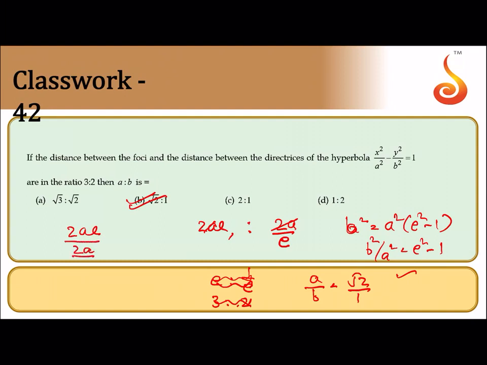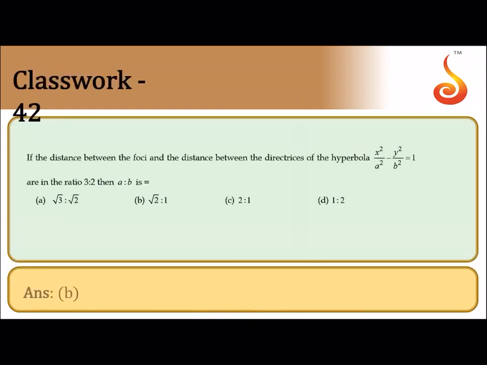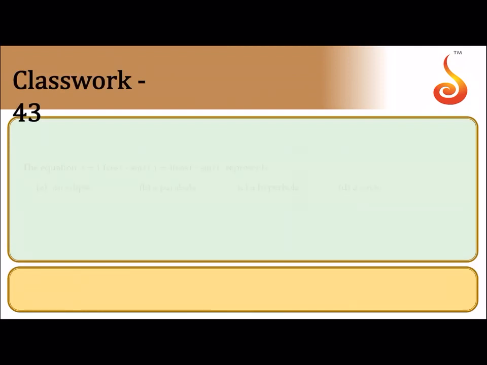They gave you the distance between the foci is 2ae and the distance between the directrices is 2a by e, given as the ratio 3 by 2. So 2a will cancel. You get e square is equal to 3 by 2. You substitute here, then you get b square by a square, so a by b is equal to root 2. Sorry for the inconvenience. So this is 2ae by 2a by e, and you will get e square is equal to 3 by 2. That you substitute here, and you get the required answer.